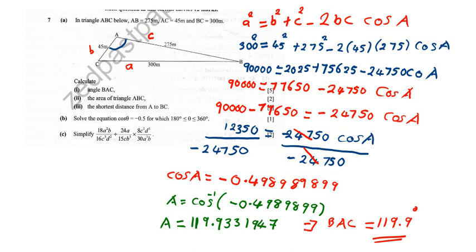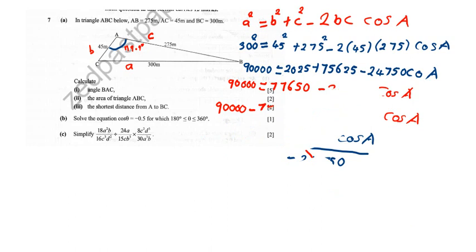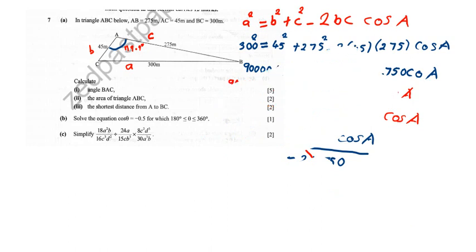We now go to part 2. So our angle here, let me just write our angle. We have 119.9 degrees. 119.9 degrees, that's our angle. So going to part 2, that was our first part. So part 2, we want to find the area of triangle ABC.